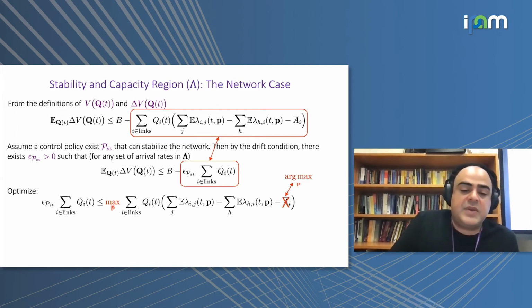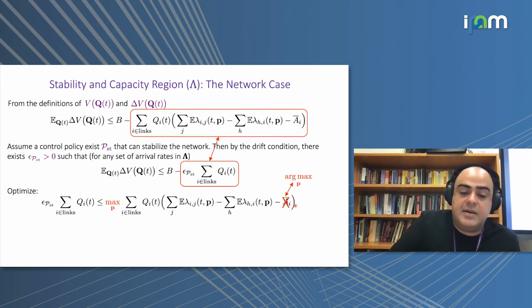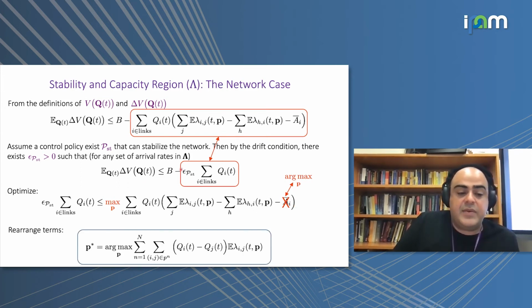And since I really don't care about the maximum itself, what I really care about is the argument that maximizes this. What I'm looking for is the control setting. You can take this out of the equation. So the average arrival rate, it's a constant. And then by rearranging terms, you get the form that we saw earlier on. So that's where this comes from, right?